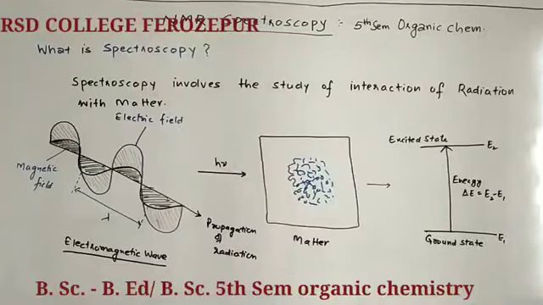Good morning, students. So today we will discuss the first chapter of fifth semester organic chemistry, that is NMR spectroscopy. Before we move on to NMR spectroscopy, we must go through some basic concepts in spectroscopy.